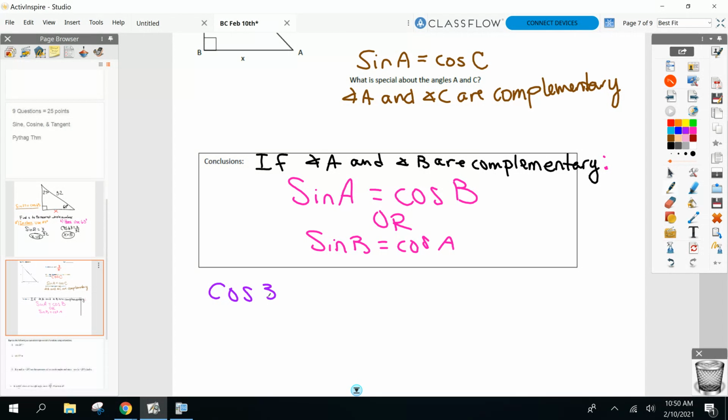Cosine of 33. Not too sure what decimal that is, but I can guarantee it's going to be the same value as the sine of, what do you got for me? 57. Why 57? Because 57 plus 33. If sine and cosine are going to be equal, the angles have to be complementary. All the time. And if you want to check it on your calculator right now, go ahead and check every time.